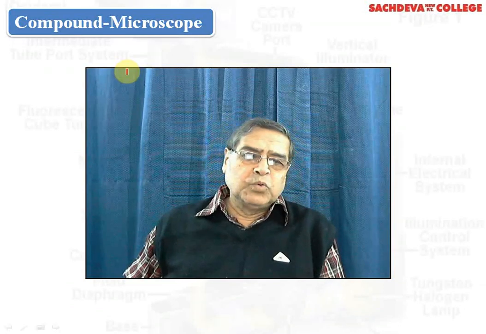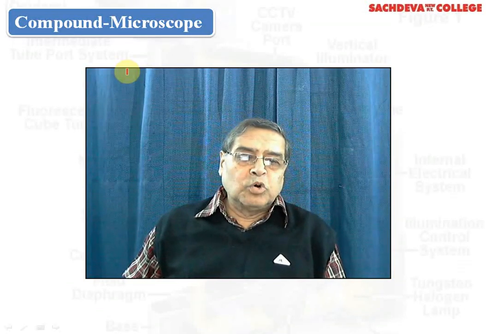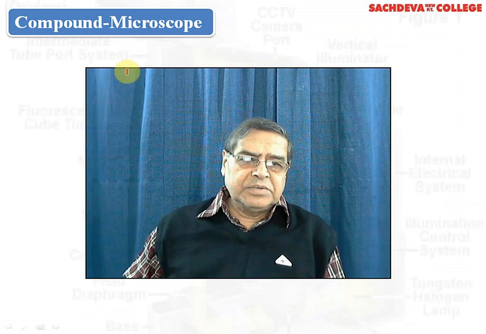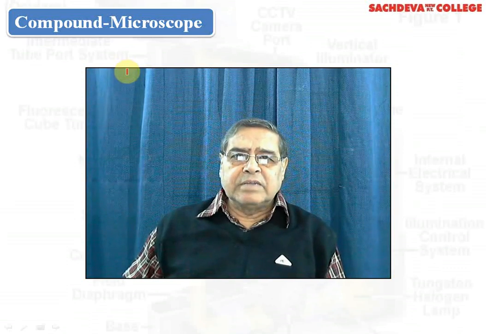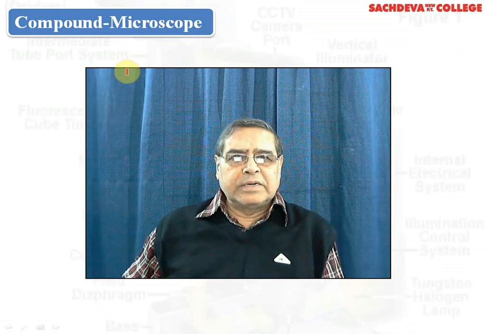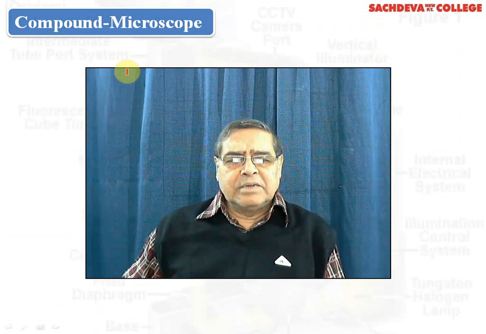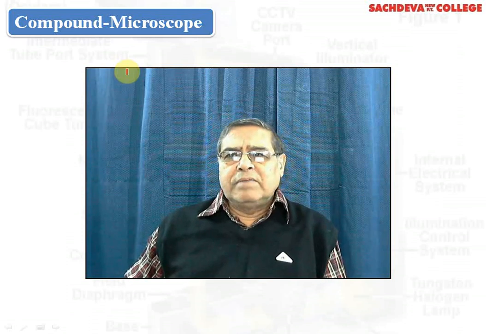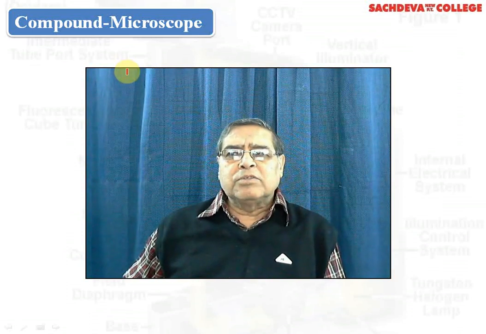Now we have to discuss the compound microscope, which has two lenses. One is the objective and the other is the ocular, that is the eye lens. So, objective lens and eye lens, ocular. In a compound microscope, we use two convex lenses, and there is a typical length of the tube in which the two lenses are used.